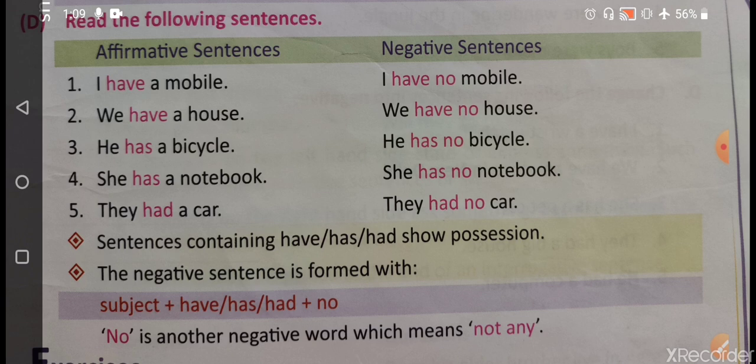Alright. Second thing, what you are going to do today is, you have to learn the exercise of chapter number 2, because in my next video I'll give you revision test paper 2, which will be based on chapter number 2.